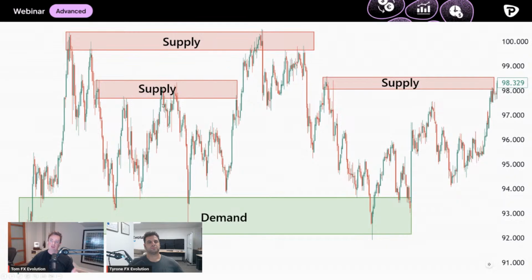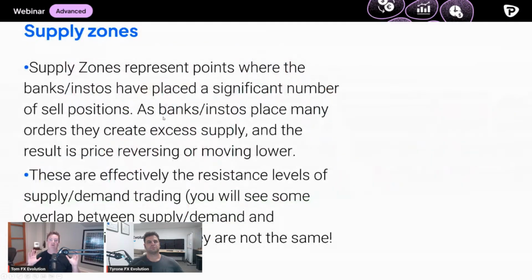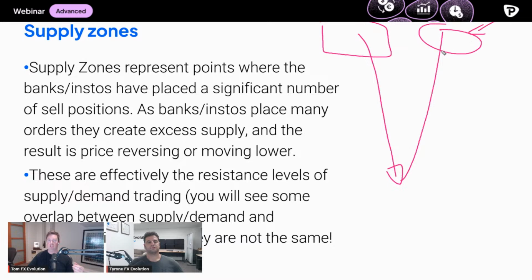So let's now take a look at this in a bit of retrospect when we're talking about supply zones. Supply zones represent points where the banks and institutions have potentially placed significant numbers of sell positions. As the banks and institutions place many orders, they create what we call excess supply, which generally results in the market moving lower. Now, because we know that's what's happening, if markets go back to this zone in the future, there is a decent chance, isn't there, Tyrone, that the banks will again instigate an excess supply. And it's very similar to resistance in this aspect, isn't it?